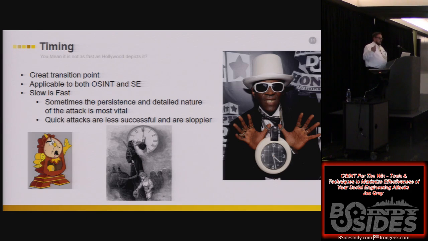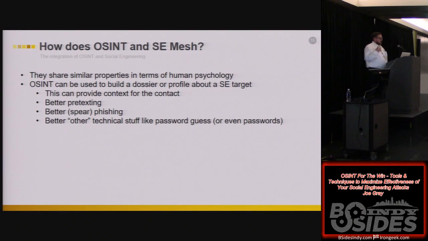So to talk about how they mesh, they're similar in terms of human psychology, and you use your open source intelligence to build the dossier. That's going to provide better context for you talking to them. If you're going to go to the bar you know they hang out at, if you have some sort of context to talk to them about, that's going to be to your advantage. You can do better spear phishing, and then even better password guessing. There's a tool out on GitHub called Passwordology, spelled P-W-D-L-O-G-Y. It actually takes information that you input about your target and creates an intelligent password list about them. So take that for what it is.